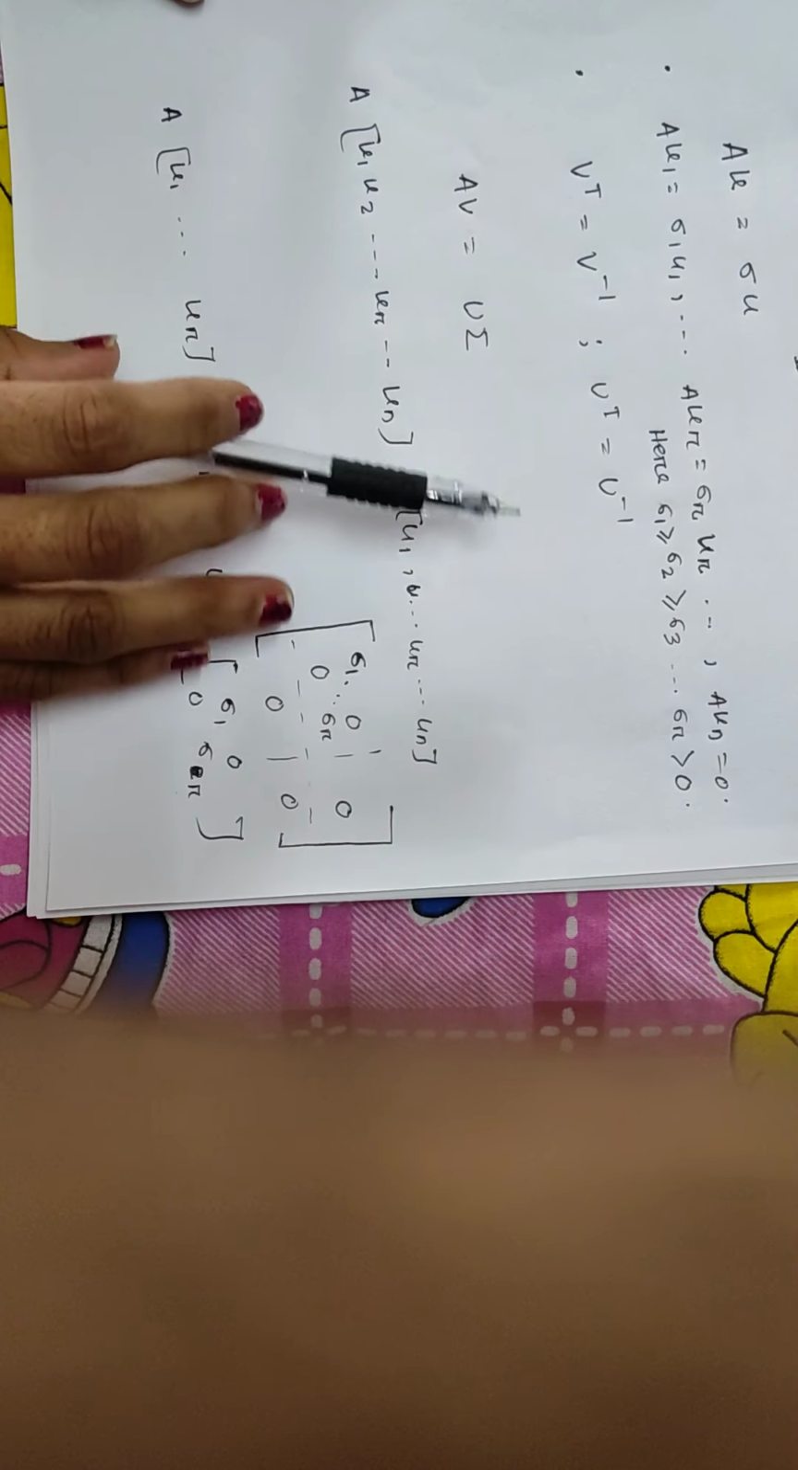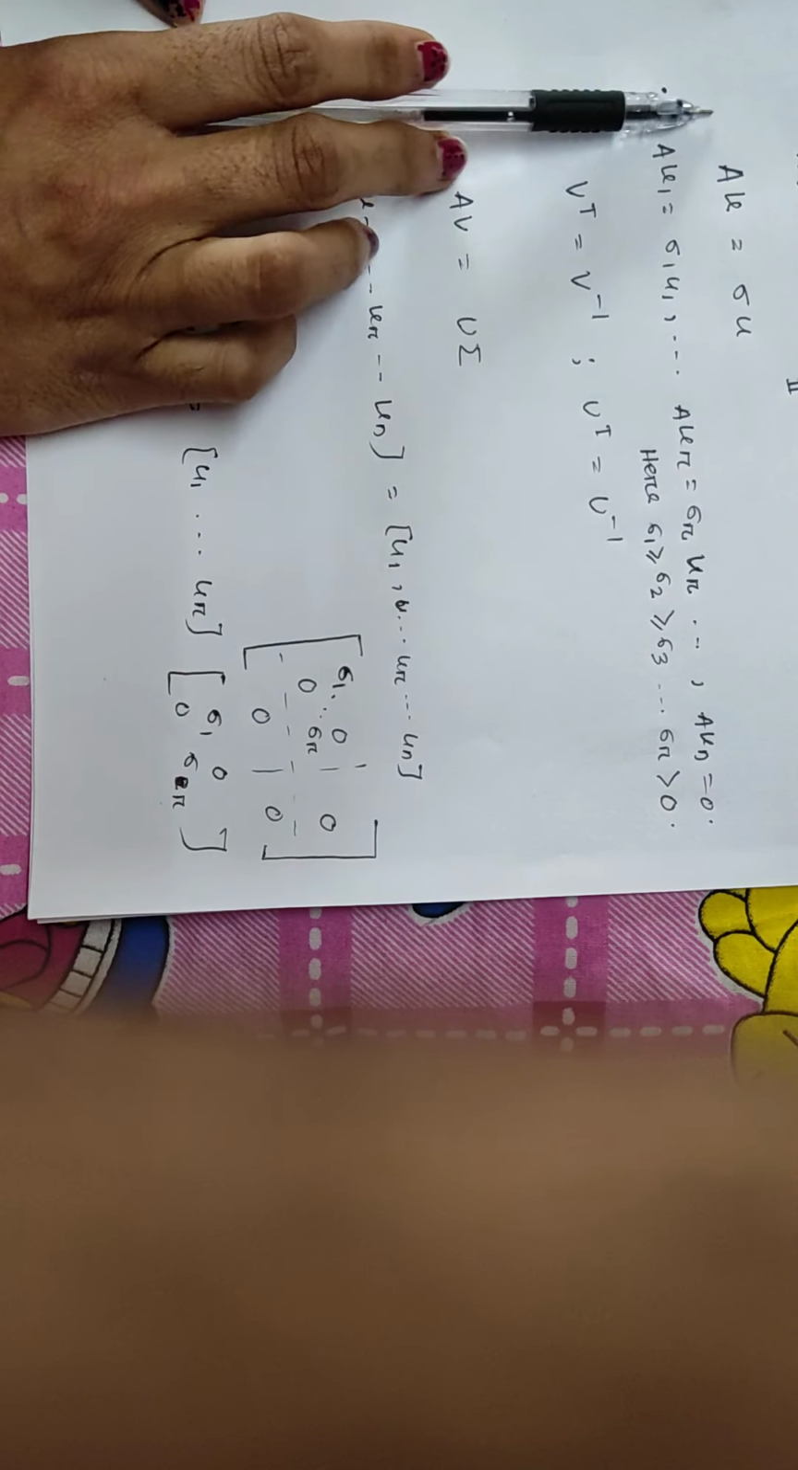Now these are the salient features, the restrictions on A, U and sigma, that is, how A, U and sigma are related.